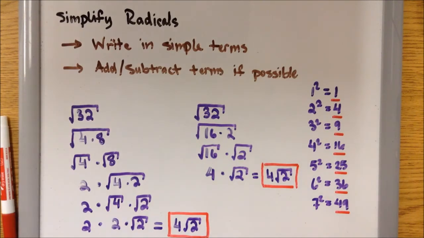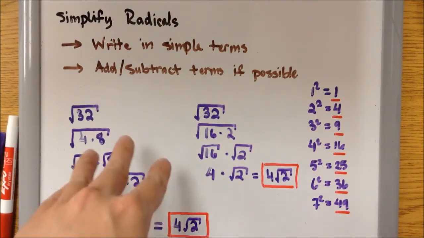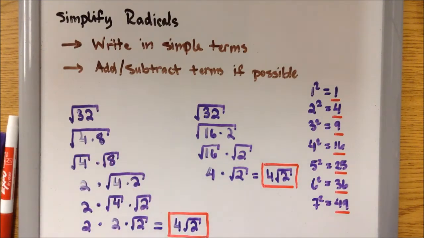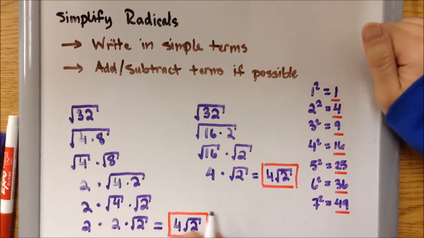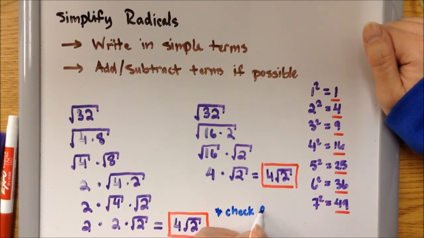So, in order to find the easier method to save yourself steps, to save yourself work, to save yourself time, I would say check for higher perfect squares.